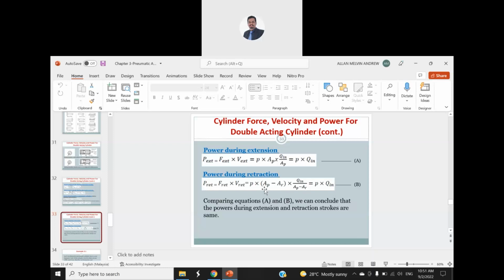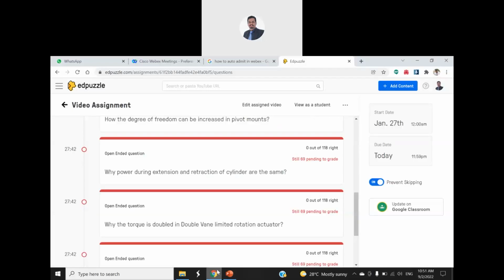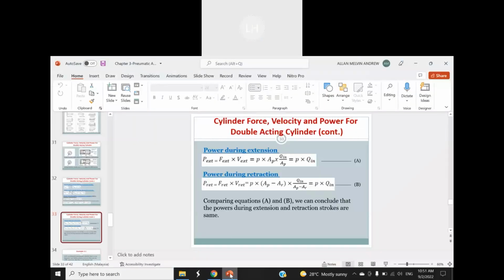I mean the derivation. But it says that the power during extension and retraction is the same. How to answer this? Because the amount of power needed to push the piston would be equivalent to the power needed to retract the piston. Yeah, that's the question. Why is it the same? Because the volume flow rate entering is the same. Okay, so it's the same.